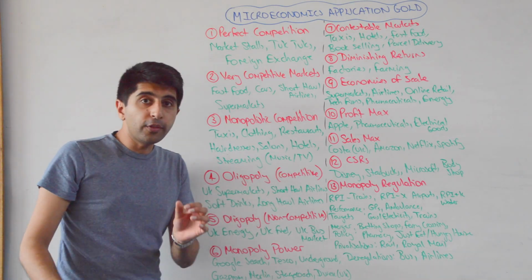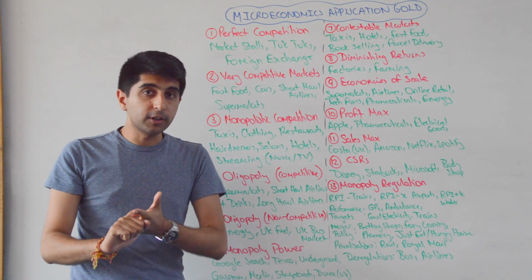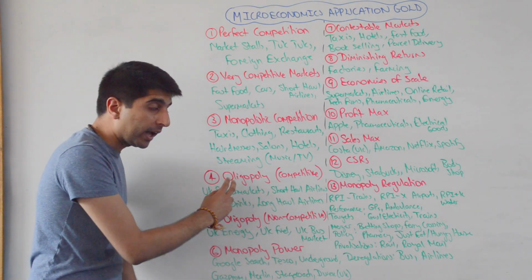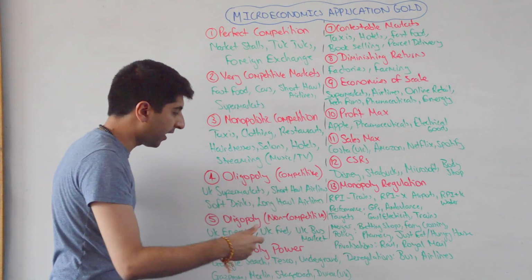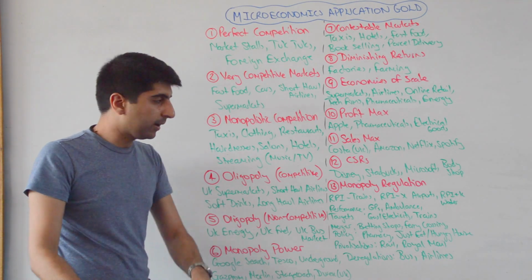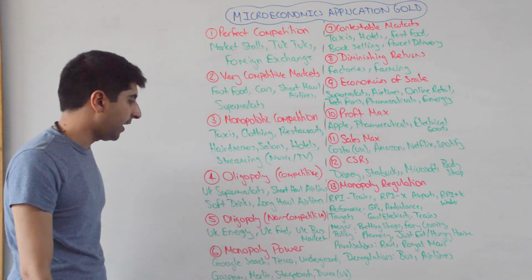What about oligopoly? You know that oligopoly can have both competitive outcomes and non-competitive outcomes. So good to have knowledge of both. So competitive oligopoly, UK supermarkets, price war, short-haul airlines, price war, the global soft drinks, you've got Pepsi and Coke, the two dominant players there, non-price competition there. Long-haul airlines, non-price competition there.